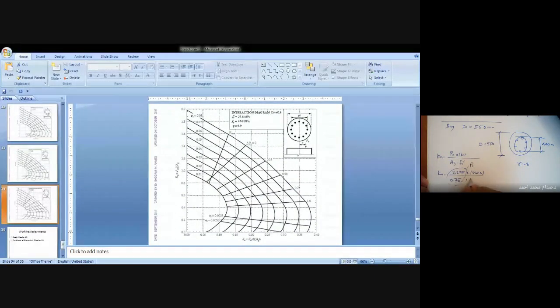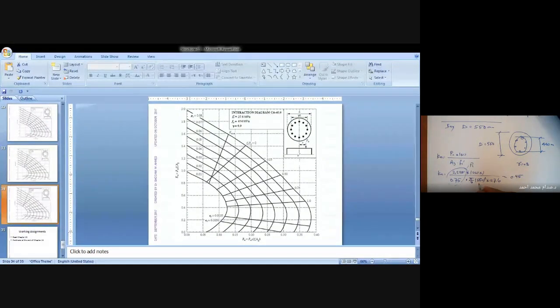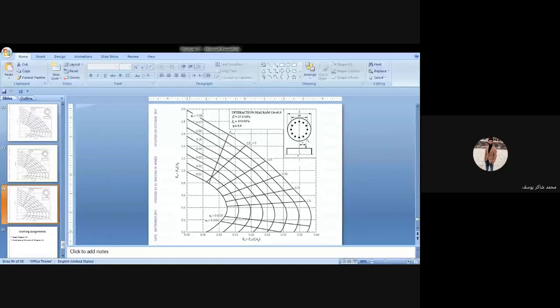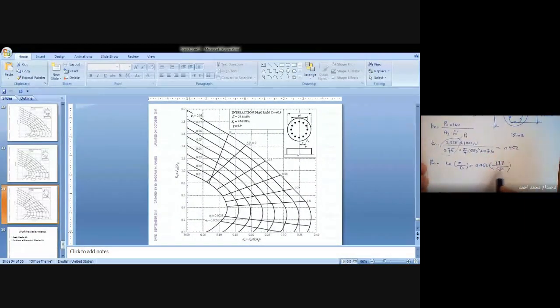Okay, Ag is pi over 4 into d squared. Now d squared is reduced like this, into Fc prime 27.6. How much will this give us? 0.45. Okay, let's consider 0.45. Rn is equal to Kn into e over D, 0.45 into e, which we calculated as 137, divided by 550. Don't forget here, we changed the diameter.